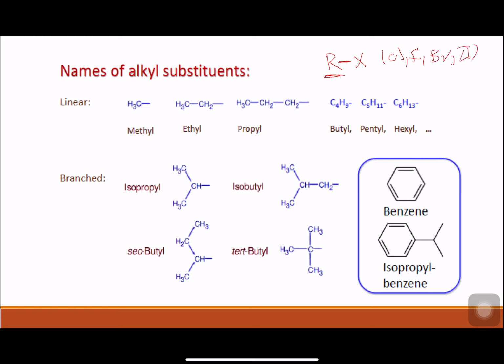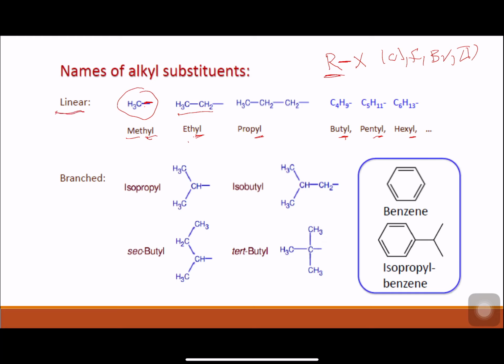So how do we name an alkyl substituent? We name an alkyl substituent by putting the suffix "-yl". So methyl. This is CH3, and there is a bond here that will be attached to the functional group. If it's an ethyl group, it's eth, and then "-yl" at the end. Propyl, butyl if it's 4 carbons, pentyl if it's 5, and hexyl if it's 6. So this is for the linear ones.